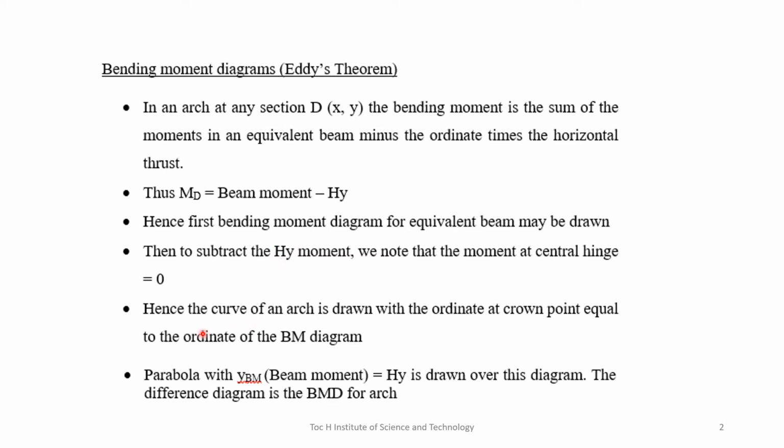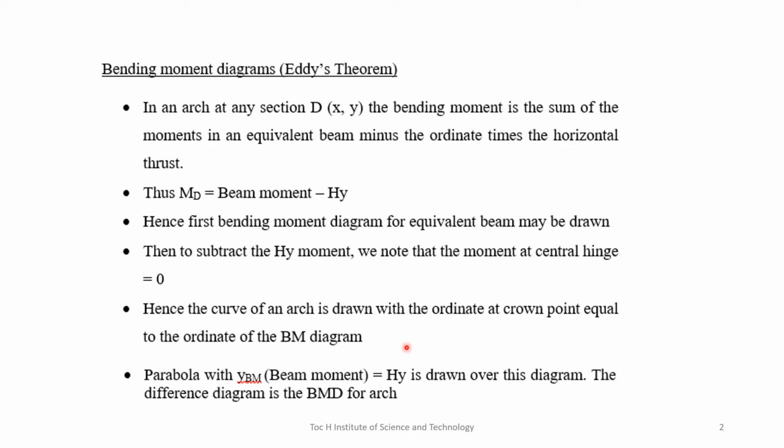Hence the curve of an arch is drawn with the ordinate at the crown point equal to the ordinate of the bending moment diagram. That is, at the crown point the net bending moment is equal to 0. So by using that equation we can find the thrust H, and by substituting H into y we can find the equation of the parabola, and from that draw the arch.